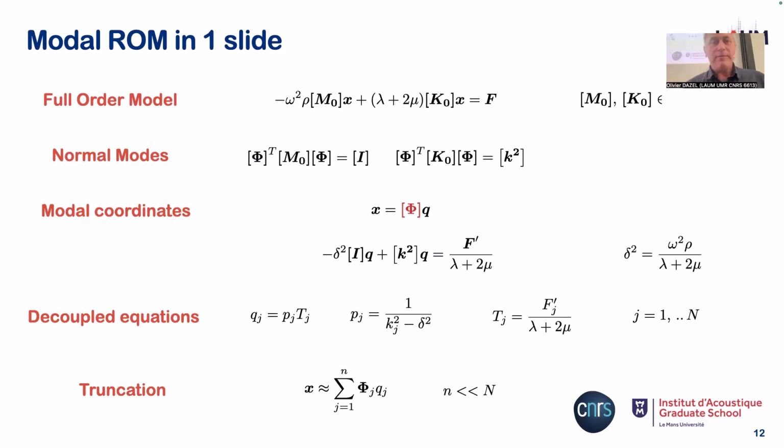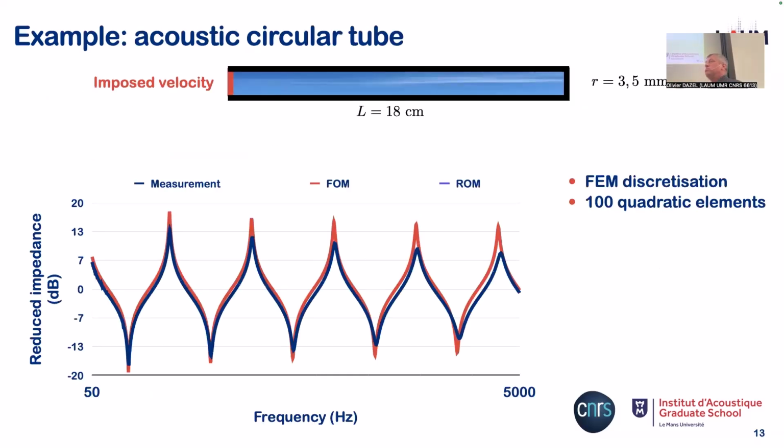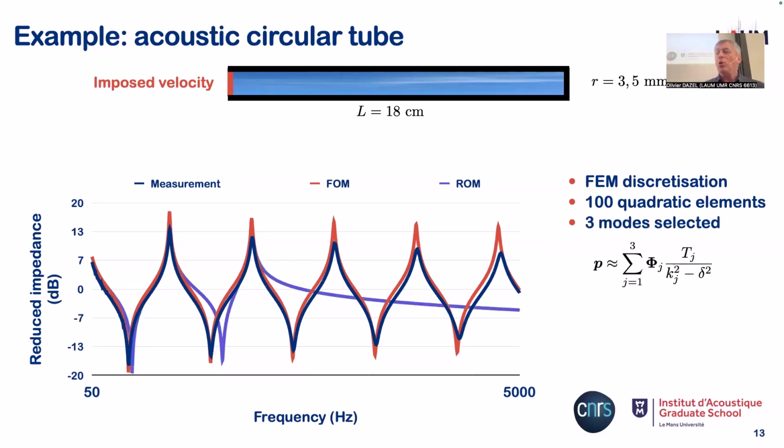Fair enough. So if we see that on one example, here this is just a simple acoustic problem of a tube with an imposed velocity. You have the measurement, your full order model fitted to the measurement, and then you want to reduce your model, and you choose 3 modes. And then what you see is an answer like this, where at 3 frequencies corresponding to the resonances of the tube you have a good approximation, and in between this is not so satisfactory.